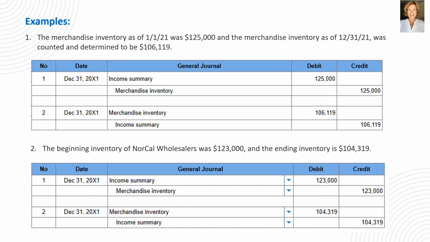The second example is nearly identical except for the amounts. In this case, the beginning inventory for NorCal Wholesalers was $123,000 and the inventory at the year end is $104,319. The first step is to remove the beginning inventory to income summary by debiting income summary for $123,000 and crediting merchandise inventory for $123,000. Then we debit merchandise inventory for $104,319 and credit income summary for $104,319.